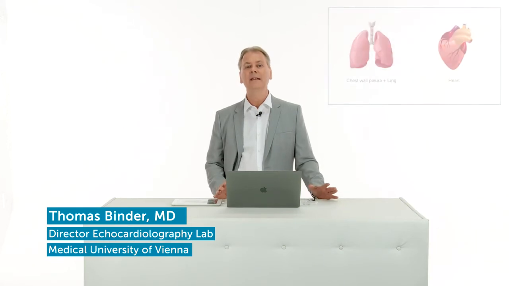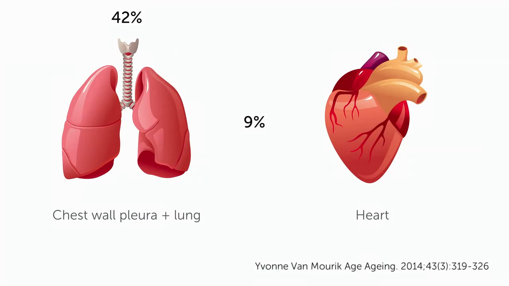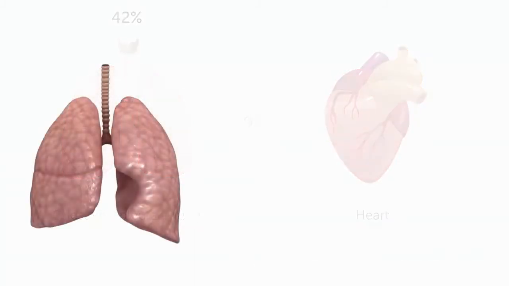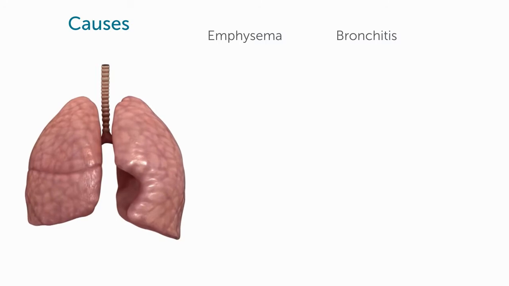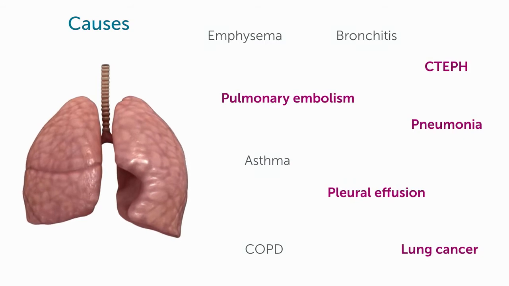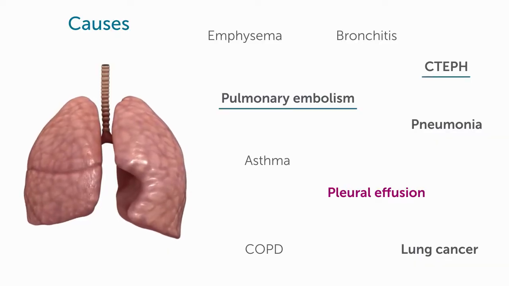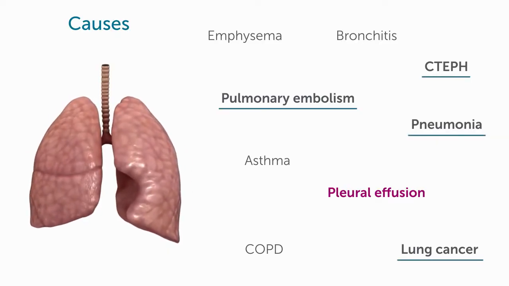The pleura, the chest wall, and the lung play a very important role in the etiology of dyspnea. If you put it all together, more than half of all patients, especially in the elderly population, will have a pulmonic cause of dyspnea. Now, there are obviously many reasons why the lung can be involved. The good thing is, with primary care ultrasound, we're able to diagnose many of these pathologies. We'll be focusing here now mostly on pleural effusion. But be aware that pleural effusion is common in conditions such as pulmonary embolism, chronic thromboembolic pulmonary hypertension, pneumonia, and lung cancer. So we'll be covering these topics as well.